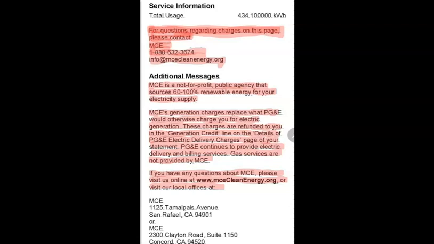MCE, no thank you. So I've seen a lot of people talking about this particular subject, and I just took a second and read it on my bill, and there it is. So it's the same thing with the natural gas. This is just on the electric side.